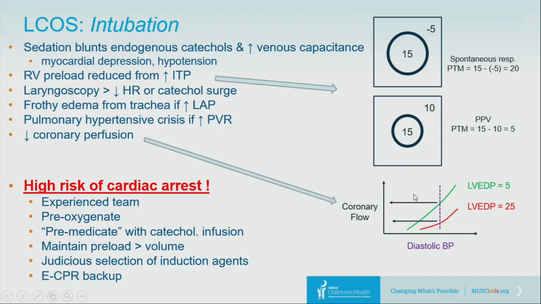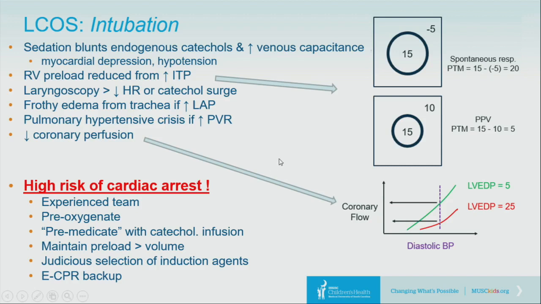You need a very experienced team to put these patients to sleep for intubation. You want to be cautious about the induction agents you choose. Agents like fentanyl, for example, are more hemodynamically stable than morphine or Versed. You may even want to pre-medicate the patient with a catecholamine infusion, like a dopamine or epinephrine infusion. Even though they've got heart failure and elevated filling pressures, because of the transition to positive pressure and because of your induction agents, you may need to augment preload, so you need to be ready to do that.